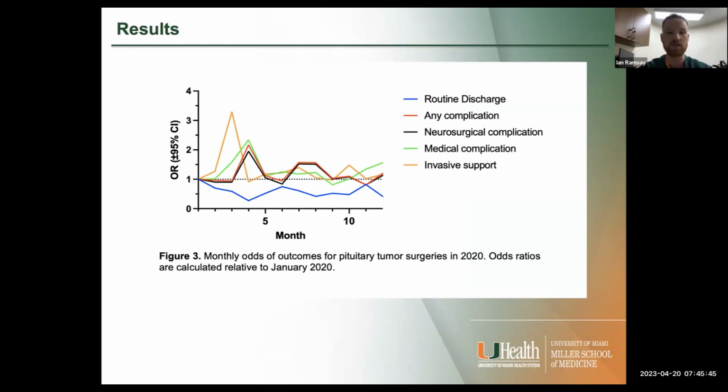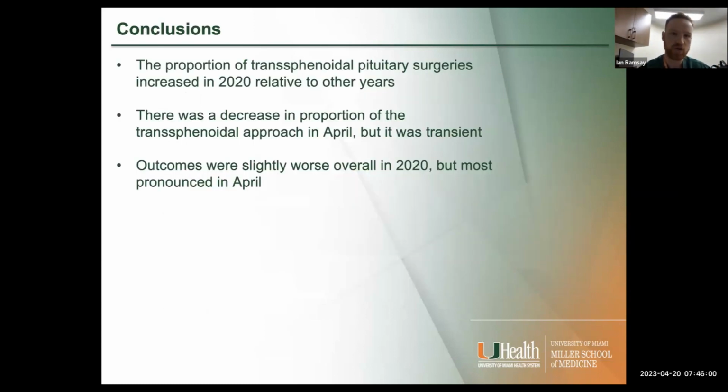And so the key finding is that routine discharge went down. Any complication, neurosurgical complications and medical complications actually went up around April. And a little bit before that, the need for invasive supportive measures went up. So in 2020, the proportion of transsphenoidal surgeries actually increased, but in April, we did see that there was a decrease compared to past reports, and this was transient, and outcomes were slightly worse in 2020.